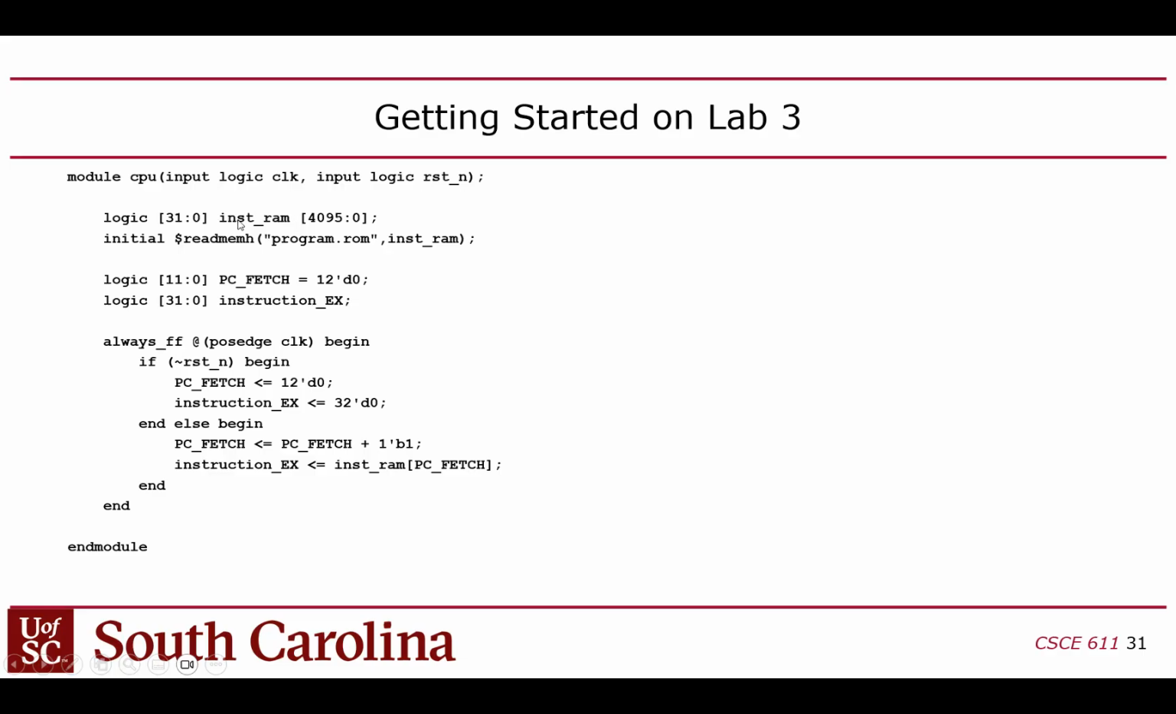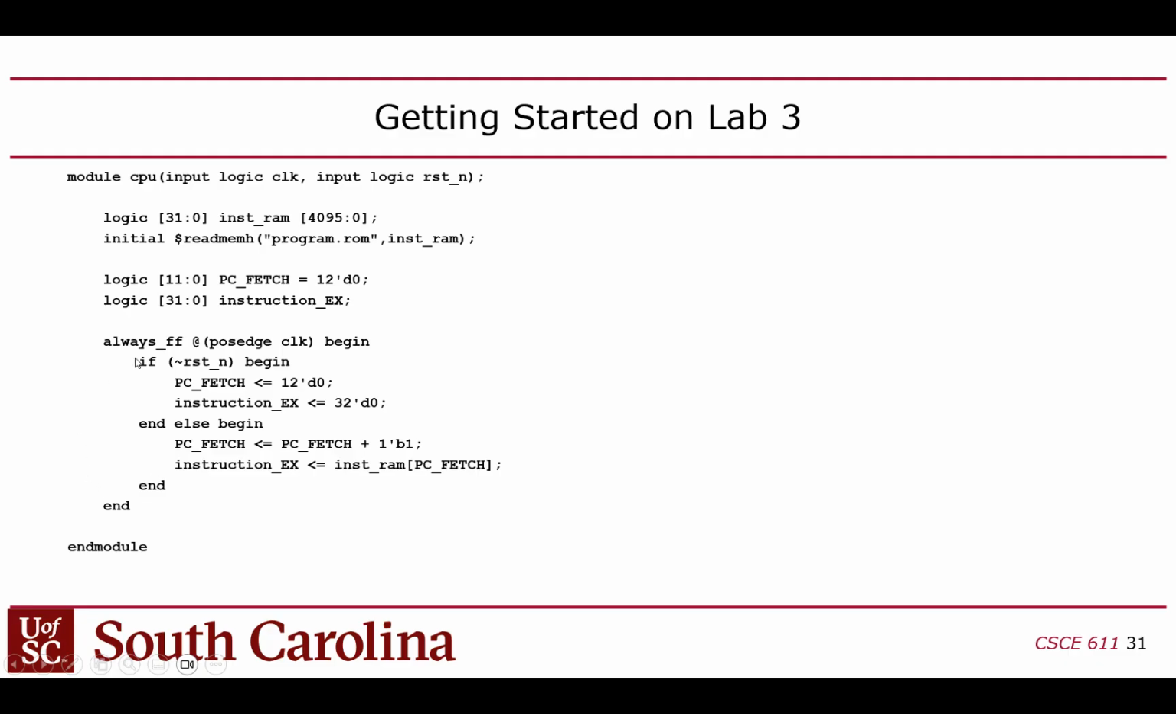So I instance the instruction RAM, which is kind of a misnomer because, like I said, it's really a ROM, but I call it instruction RAM. Notice again, the width is first and the depth is second. The initial statement is program, it loads in program.rom. And then I have something called PC_fetch, which I initialize to 0. And I have something called instruction_ex. Now these are named deliberately. The reason there's a _fetch on the PC and an _ex on the instruction is because this PC is operating in the fetch stage. The instruction is in the execute stage because this is pipelined.